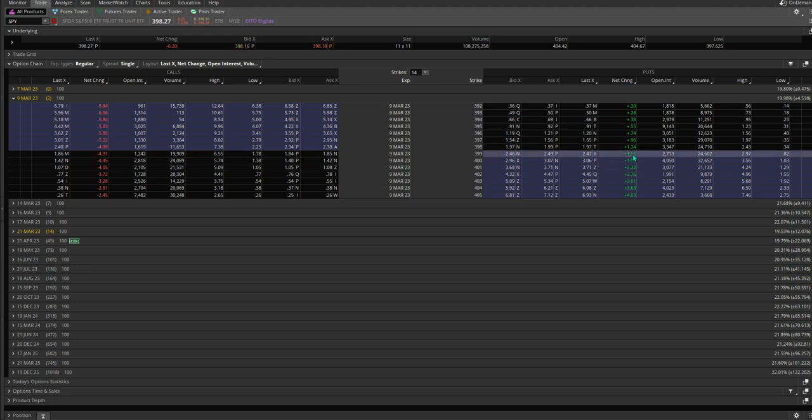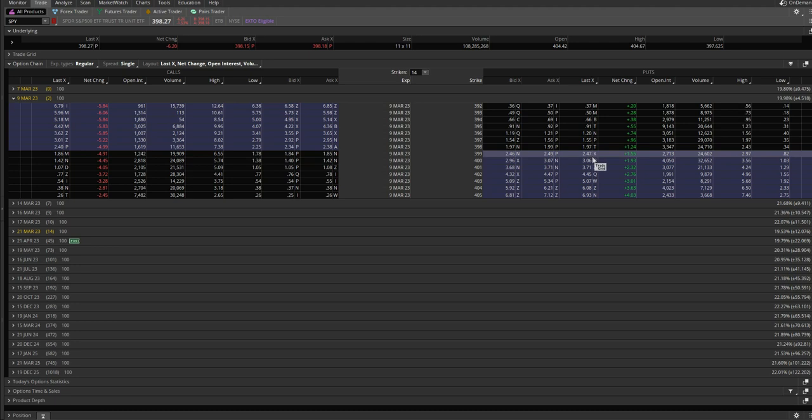Now you can tell how much it's moved today, quite a bit. And you can see the volume and the open interest. That's plenty of volume and open interest, enough to get in and out immediately. So you don't have a problem with buying because you have plenty of sellers. You don't have a problem with selling because you have plenty of buyers. So I get in and out really quick.